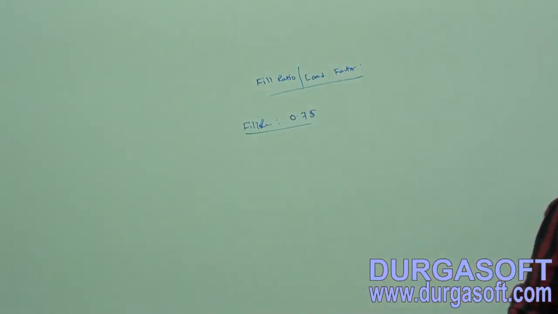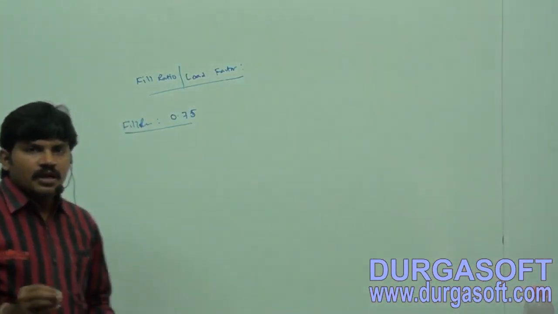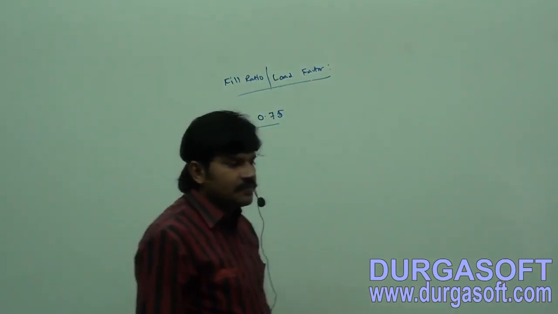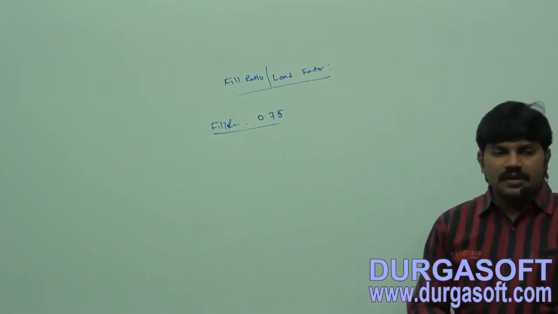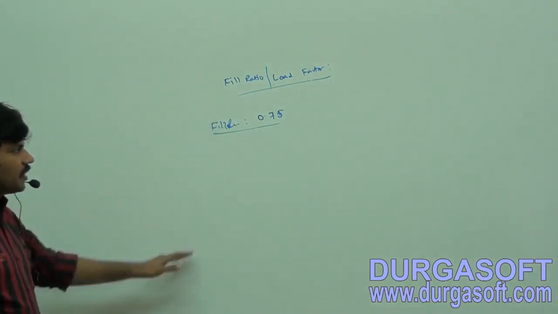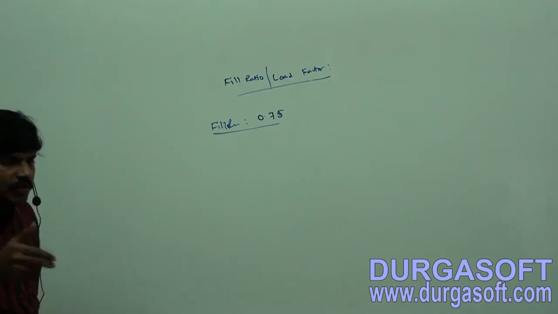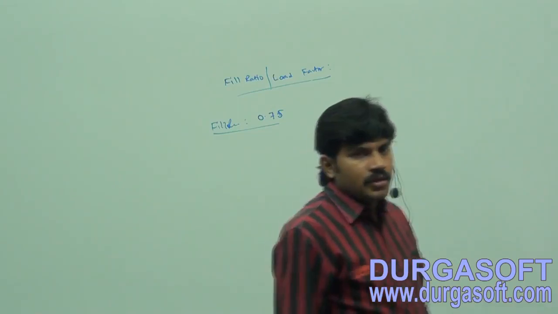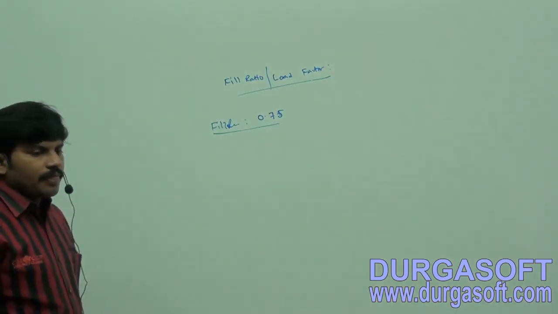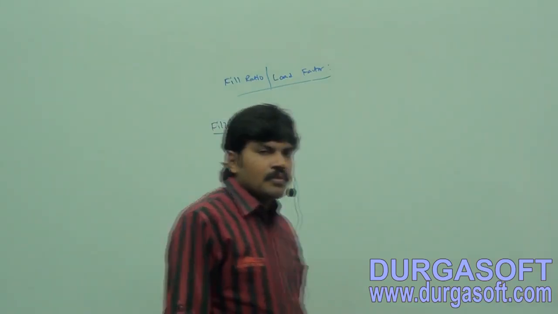Add this under fill ratio or load factor: after filling how much ratio a new HashSet object will be created, this ratio is called the fill ratio or load factor.